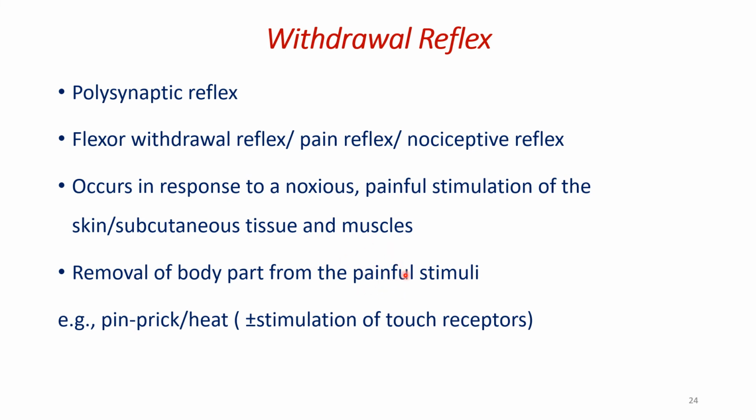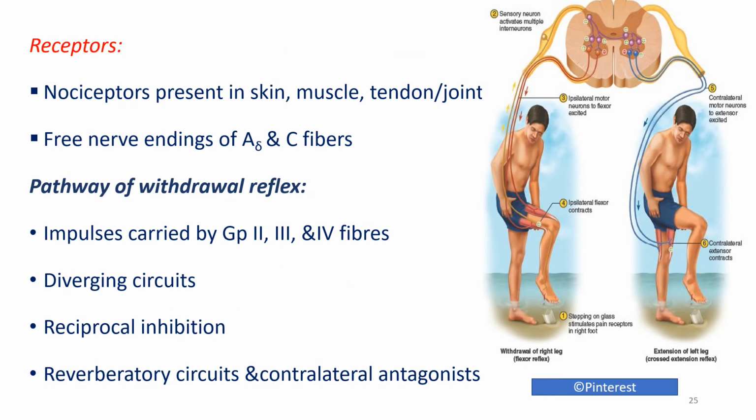So all the focus is to remove the body from the painful stimulus, which can be seen in the case of a pinprick or when you touch something very hot. Sometimes if you stimulate the touch receptors, a weaker flexor withdrawal reflex can be elicited, but that is still not the adequate stimulus for the touch receptors. The receptors for flexor withdrawal reflexes are nociceptors present in the skin, muscles, tendons or joints, and these receptors are generally the free nerve endings of A delta and C group fibers.